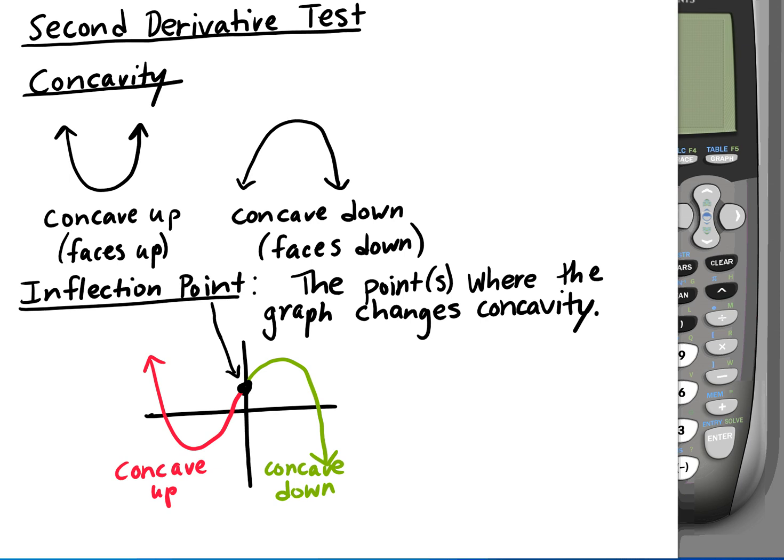So if you look at the red piece, that piece is facing up. If you look at the green piece, that piece is facing down, and it changes right at that inflection point. So we'll take a look at a few examples. Again, if you need to pause to copy that down, make sure you do it.